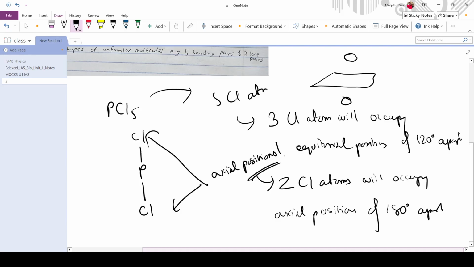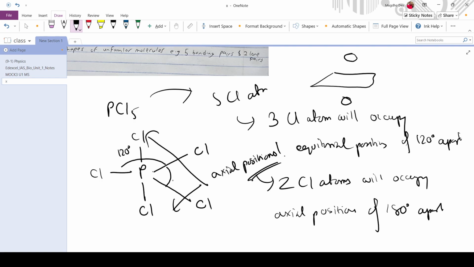Okay. And what's equatorial? Now obviously the rest three. One will be like this here, and another will be somewhere here. Okay, and the other one will be, let's say, somewhere here. So I think you can understand this, right? That's 120 degrees, that's 120 degrees, okay? And that is 120 degrees.